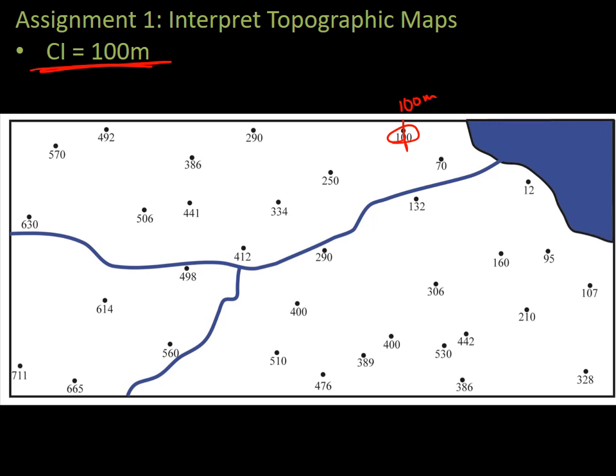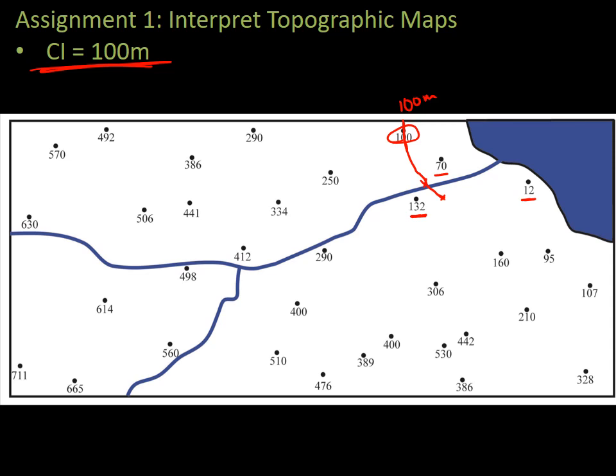I don't see any points in the vicinity of 100 meters, but I do see a point of 70 meters and a point of 132. 70 is below 100, 132 is above, so 100 must exist somewhere in between those two, approximately in the middle. And so I'll connect to that point. And again, look around. I don't see any points of 100 meters, but I do see a value above 100, 132, and a value below, 12. So 100 exists in between them, and closer to the 132, so roughly there. So I'll connect there, etc.